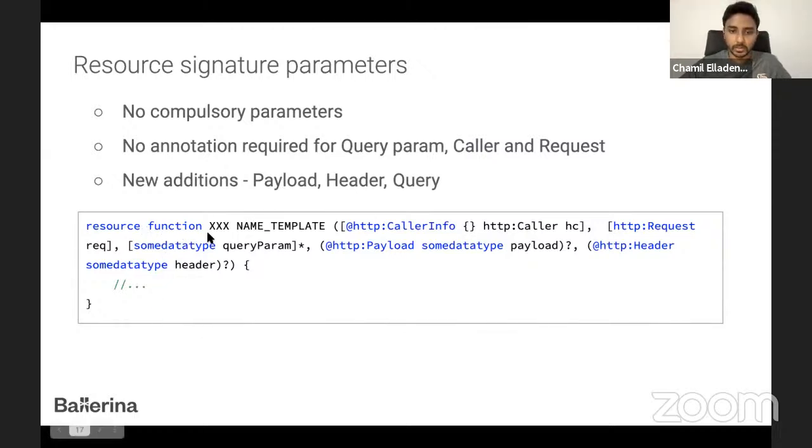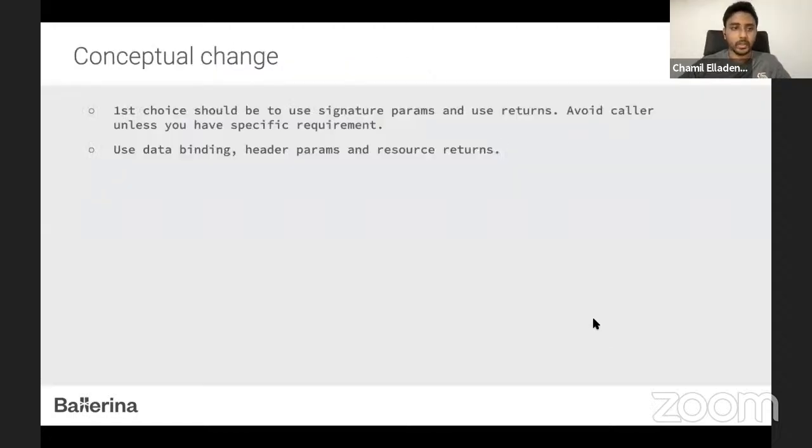So this is the sample request with a full set of signature parameters. And the conceptual change here is that your first choice should be to avoid the caller and the request as much as possible and use the other signature parameters and the return types. You can now return values from the resource and you don't need to use a caller unless you have a specific requirement, such as getting metadata about the caller. And you can also get rid of the request as we have provided both payload and header in the signature. This is not a restriction, but you can use this optimized functionality to improve readability.